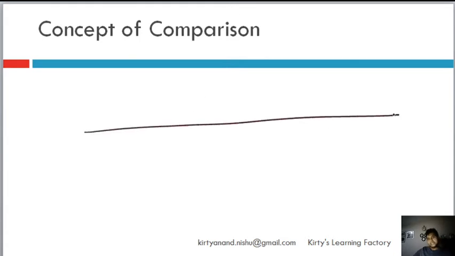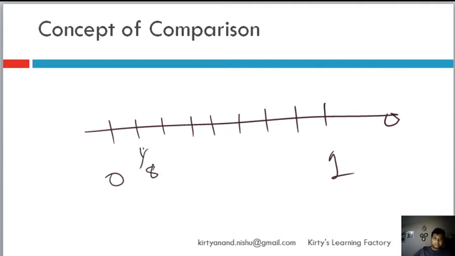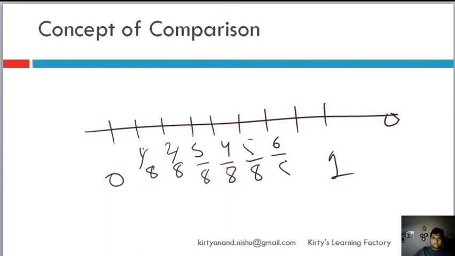when we draw a number line, and let me draw it slightly larger, 0 to 1. Let's say we divide it into 8 equal parts: 1, 2, 3, 4, 5, 6, 7, 8. So this will be 1 by 8, this will be 2 by 8, 3 by 8, 4 by 8, 5 by 8, 6 by 8, 7 by 8, 8 by 8 is 1, right? Now, this is 1 by 8, this is 1 by 4 in simplest form. This is 3 by 8, this is 1 by 2.